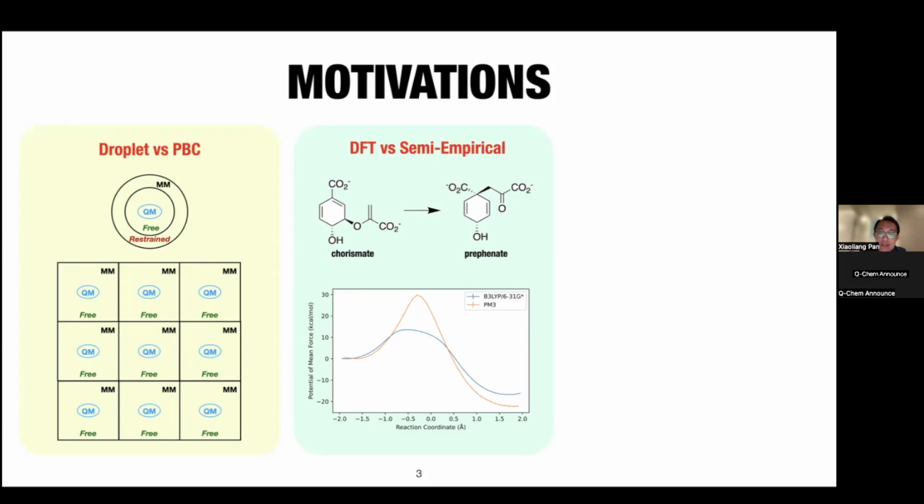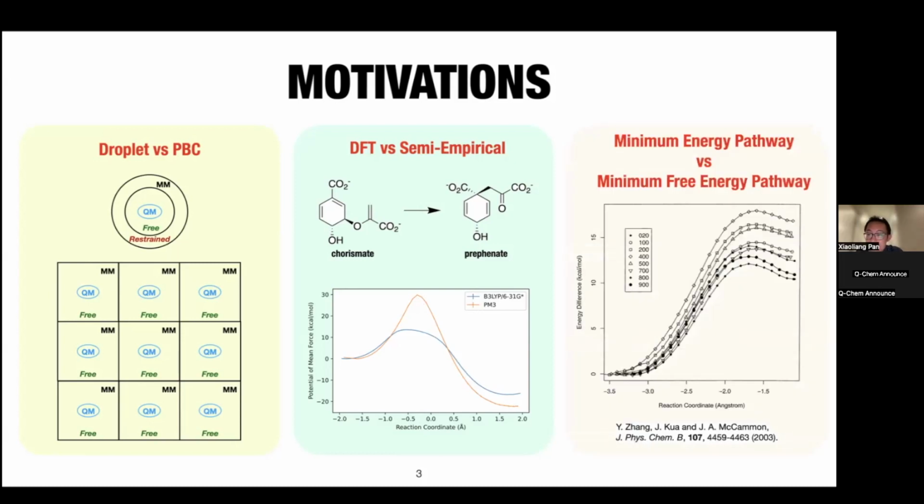But these types of methods are usually not accurate enough. I'm showing an example. The two methods gave us qualitatively different barrier heights. So this can maybe lead you to an inaccurate prediction, or even sometimes give you the wrong reaction mechanism. So that's something we need to pay attention to.